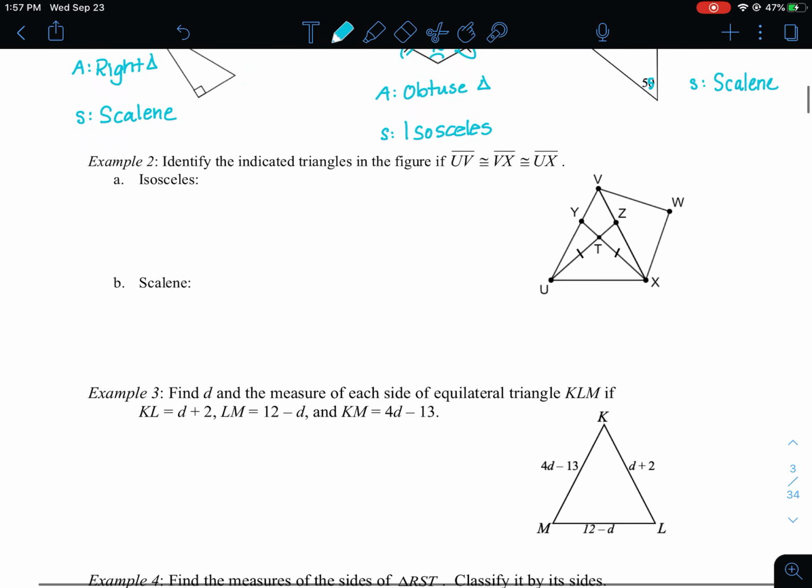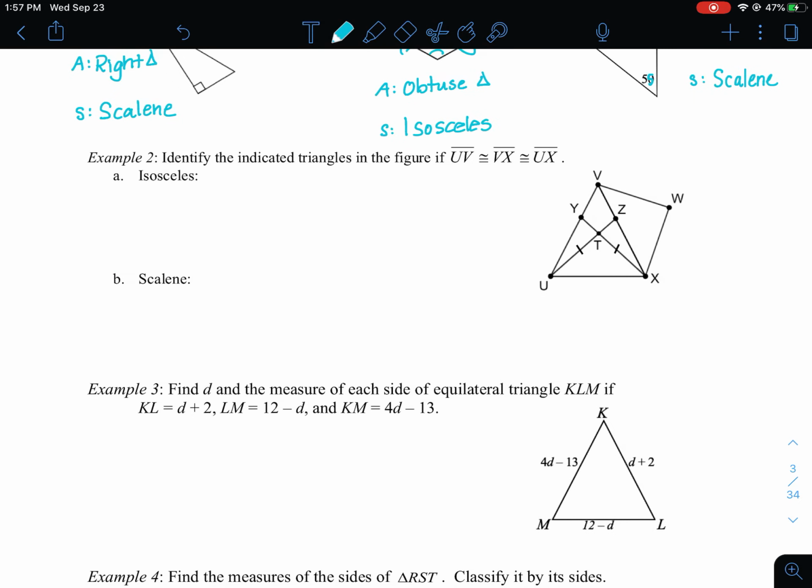All right, so in example 2, it's more of the same type of stuff. We're identifying triangles, but in this case, there's a whole bunch of triangles. So for part A, it said, identify the indicated triangles in the figure, if UV is congruent to VX, which is congruent to UX. So the first thing we have to identify is all the isosceles triangles.